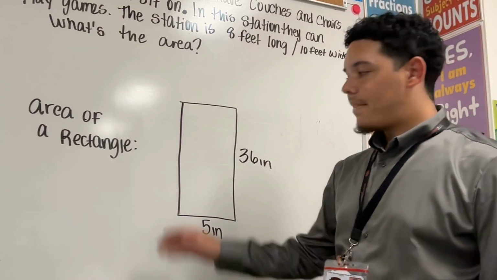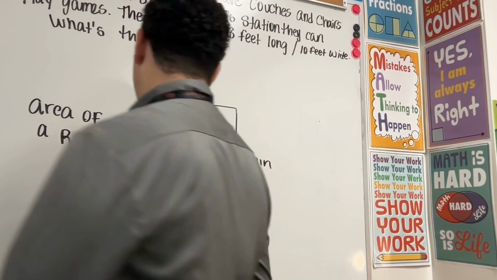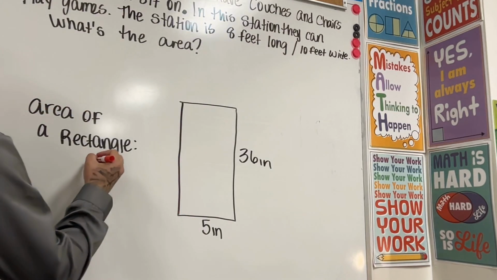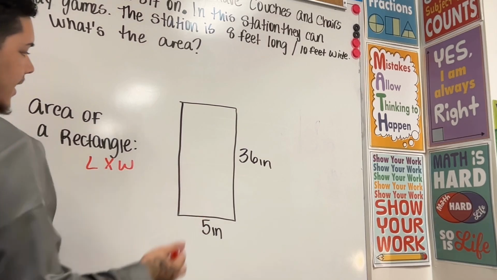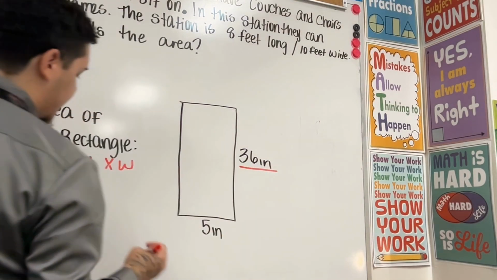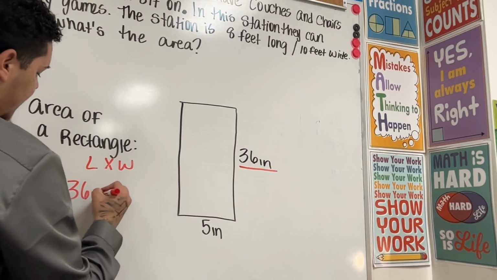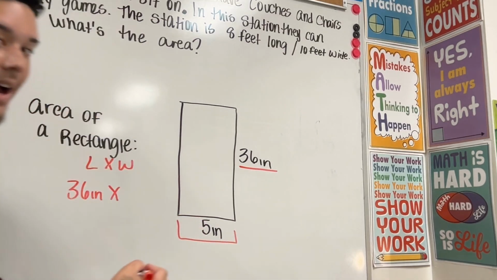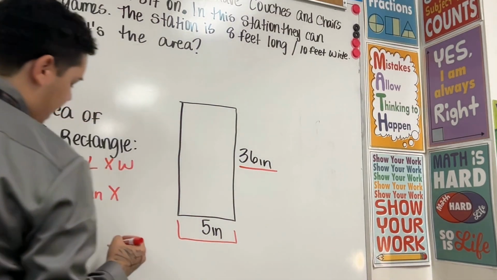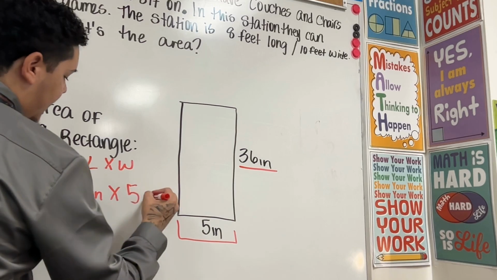All right, so I have a shape, as we know, as a rectangle, and if I remember my formula correctly, that's length times width. So how long is my rectangle? Well, my rectangle is 36 inches. So it's going to be 36 inches times what? Times my width. My width is 5 inches. So it's going to be 36 times 5 inches.